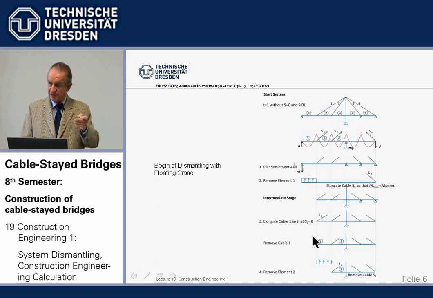I think that's understandable. And so pier settlement, support reaction 0, take out the support. Cable elongation, that cable force is 0, take it out. Then again, we can take out the cable. Go on, having here again the cantilever. Remove the weight of this cantilever and take out the cantilever. So, then we have arrived at this stage.